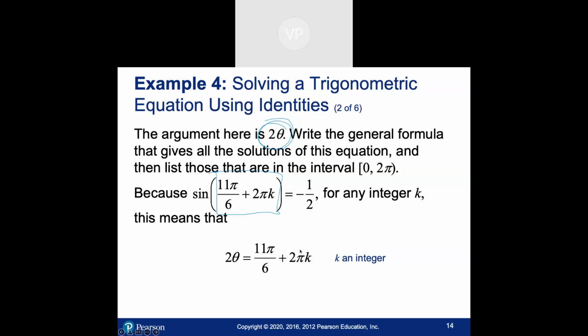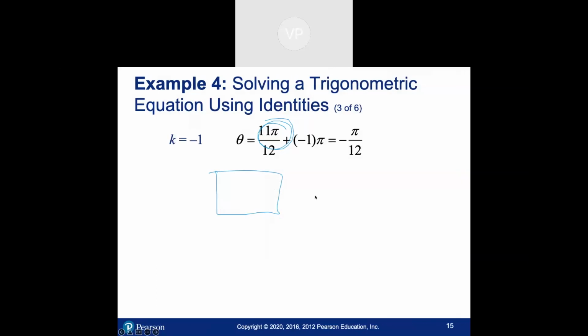Okay, so it's a little different than we did earlier, but it's similar. There's multiple ways we can do this. So we divide by 2 to everybody, and you see we get 11 pi over 12 plus pi k, and that's because we divided this by 2 also. So what that means is 11 pi over 12 is a solution, along with 11 pi over 12 plus pi, and add another pi, another pi, another pi. All of these are going to work.